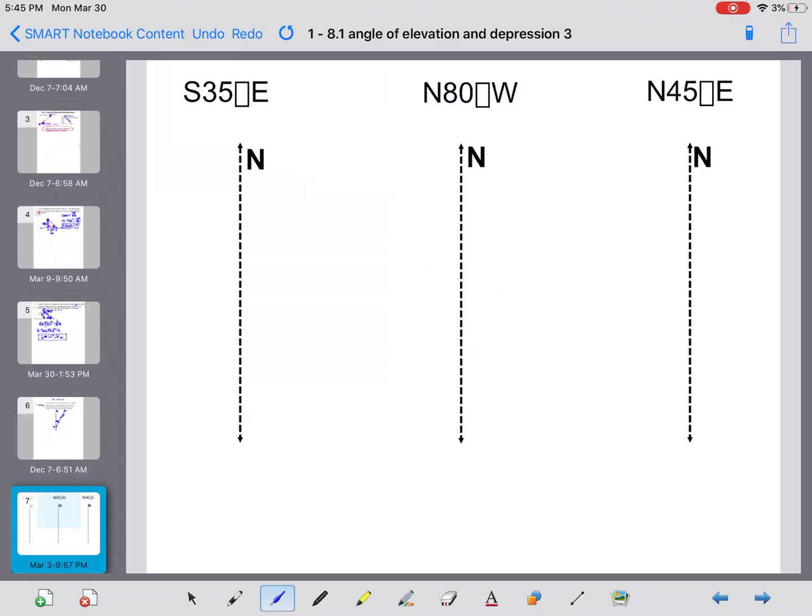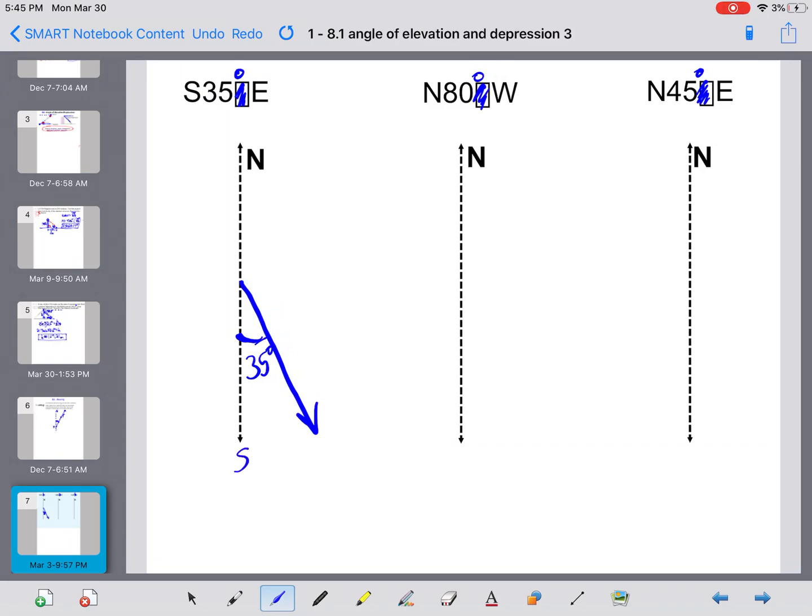So let's try a few. Check these out. Now these are supposed to be degrees, not a rectangle. All right. So let's do south, 35 degrees east. So here's my north-south line. Southeast is somewhere in this direction, and 35 would be this angle right in there. So again, kind of like a reference angle, but instead of going from the horizontal east-west line, this time we're going from the north-south line. Now if you need a quick reference, it's okay.